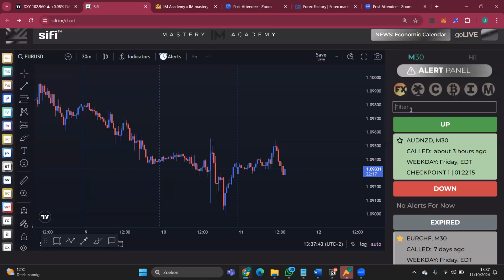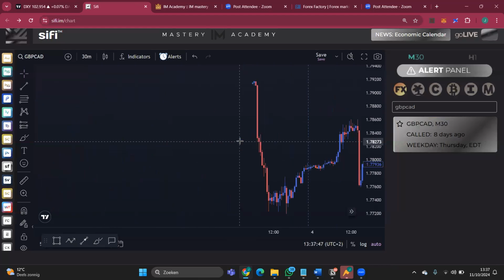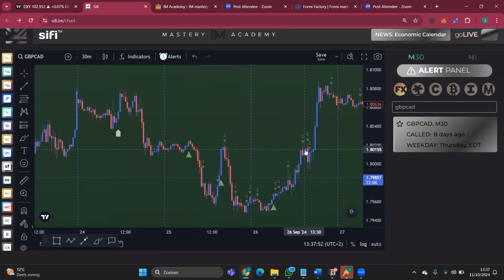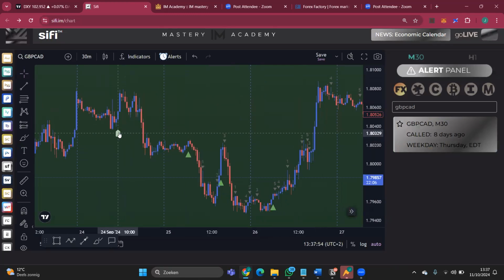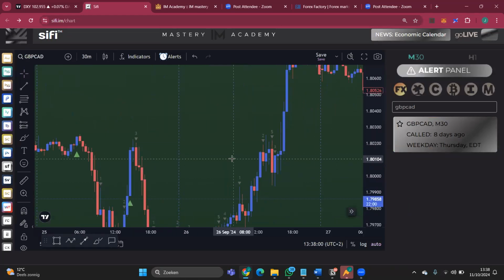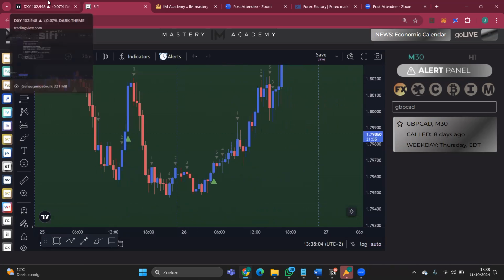Now let's go to one of the pairs that we traded. I believe we had a great setup here. Yeah, cool. So these arrows, this is a light shade arrow. Here we have a dark shade, a dark shade, a dark shade. These dark shade arrows and these light shade arrows will give us a notification. And that's an important thing to take into consideration.